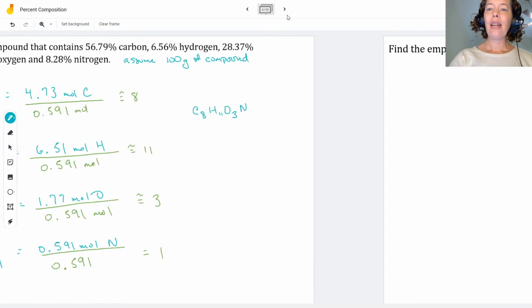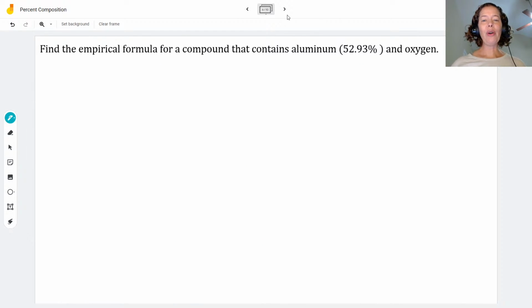All right. Time for the next example. So again, we are going to find the empirical formula. This time we've got a compound that contains aluminum at 52.93%, and it also contains oxygen. So we just have 2 elements. We are still going to assume we've got 100 grams. Again, that just makes the math easier. So assume 100 grams of compound. Just makes the percentages a lot easier.